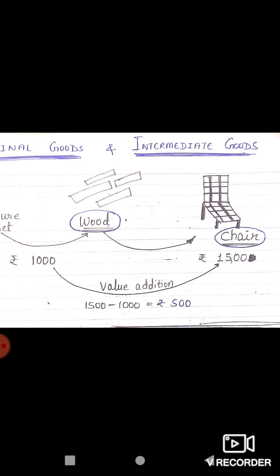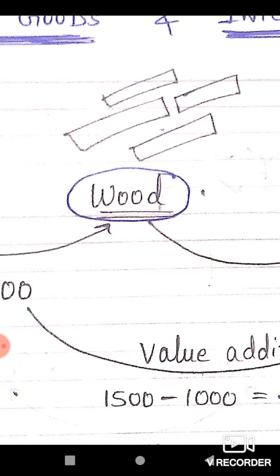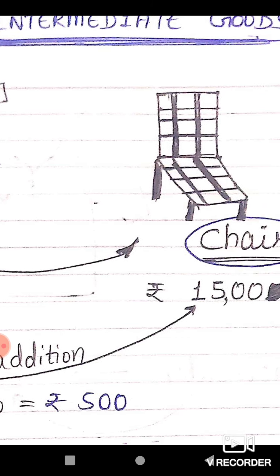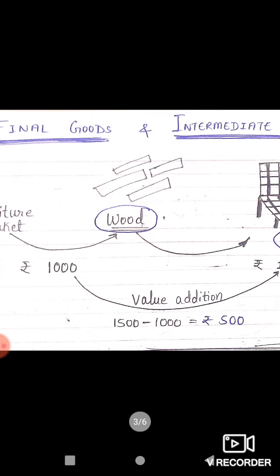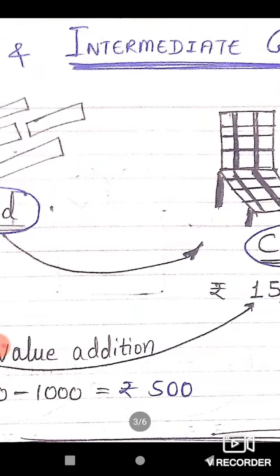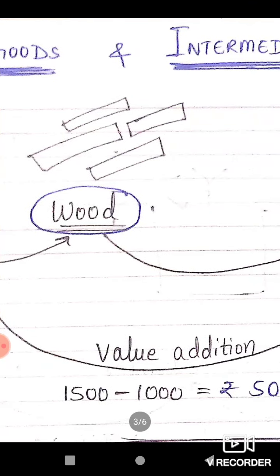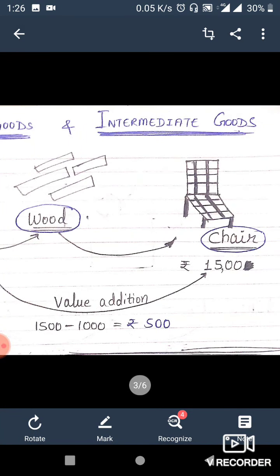So finally when we are going to the market to sell this chair, we will not sell this chair for rupees 1000, but we will add some value on this, because we have reshaped the wood and then we have made this chair. We have done polishing and other work also. So we have added value of 500 rupees to this 1000, and finally we have sold this chair at rupees 1500. 1000 plus 500 becomes 1500. This 500 is the value added which we have done in the chair.